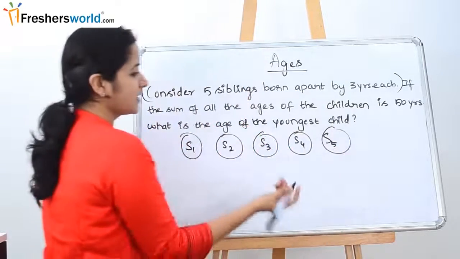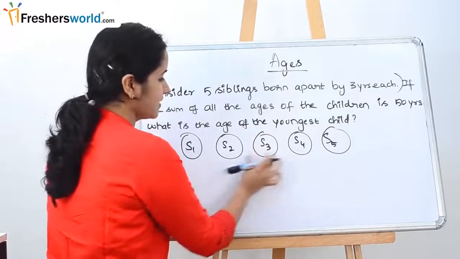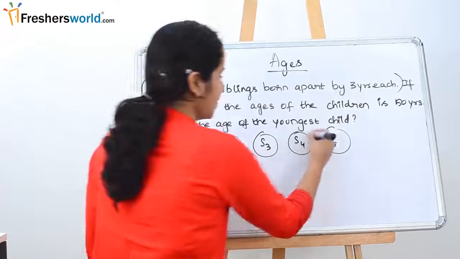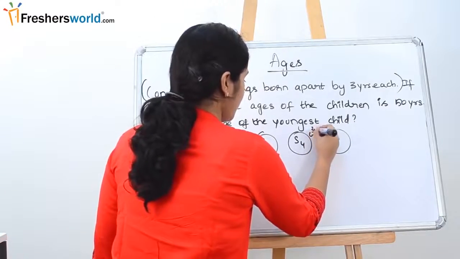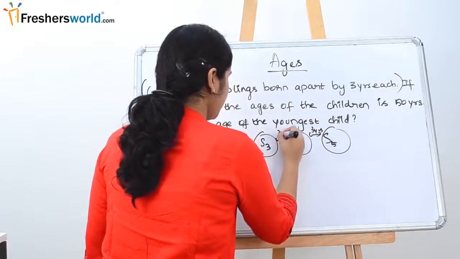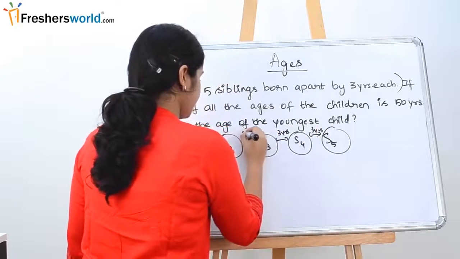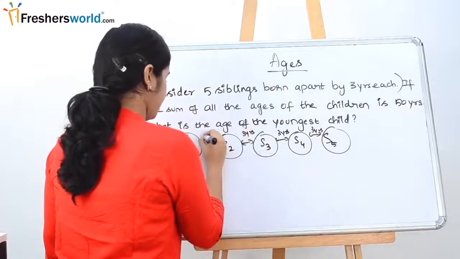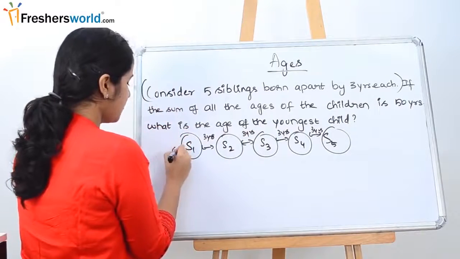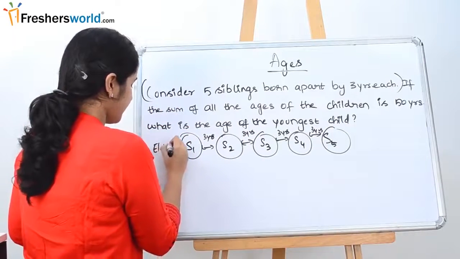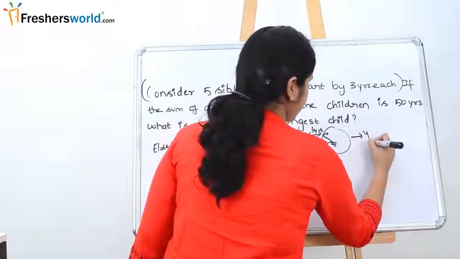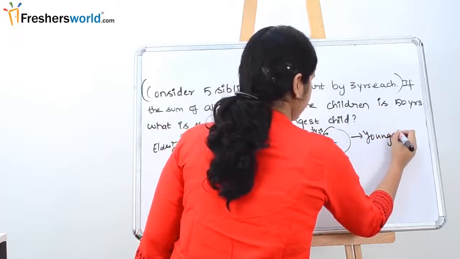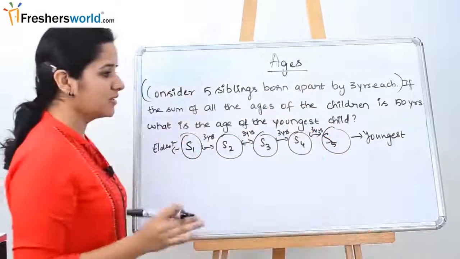So, they are saying the difference between the siblings is nothing but 3 years each. So, each of them has 3 years of difference. Let's take sibling 1 as the eldest and sibling 5 as the youngest. So, how to solve this sum?